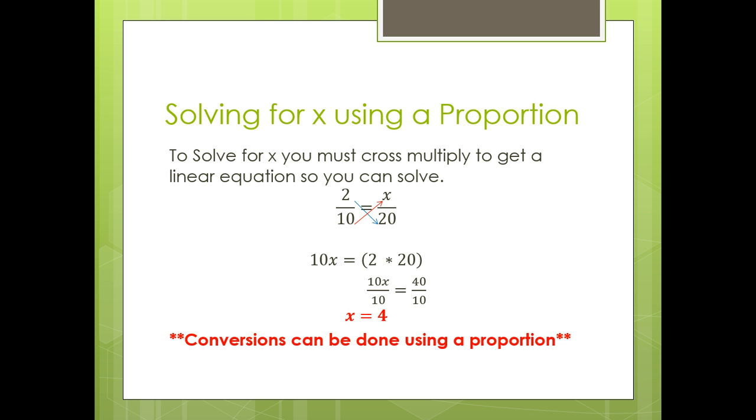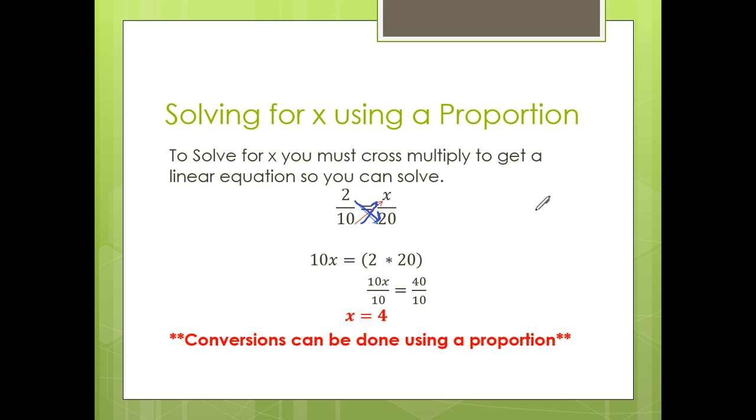Next, what we're going to do is use proportions to solve for x. Now to solve for x, we must use what we call cross multiplication. When I have a proportion, it means that one side is equal to the other. So I have 2 over 10 is equal to x over 20. We want to figure out what that x is. So what we're going to do is cross multiply.